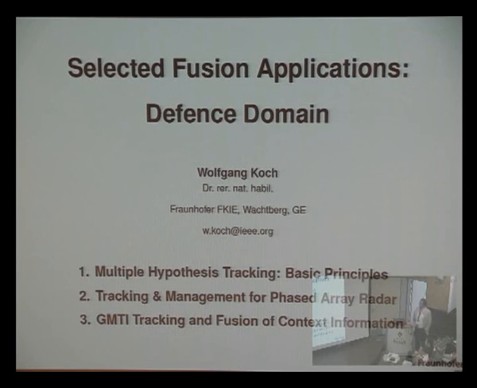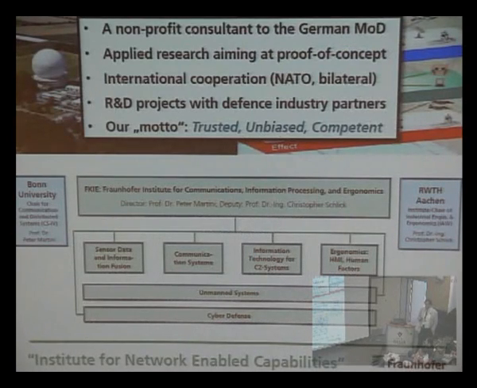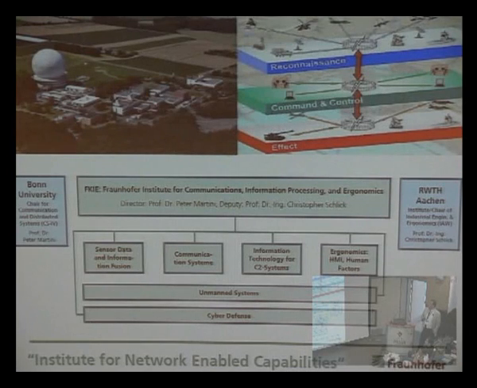Before I actually start, I would like to give you a brief overview of where I am from. I am with an institute from the Fraunhofer Society in Germany, and in English it's perhaps a good idea to call us in this way, Institute for Network-Enabled Capabilities. That's our goal. All aspects that are related to network-enabled cooperation are covered by us. We have 4 departments. I'm head of the Sensor Data Information Fusion department. You will see this much clearer.